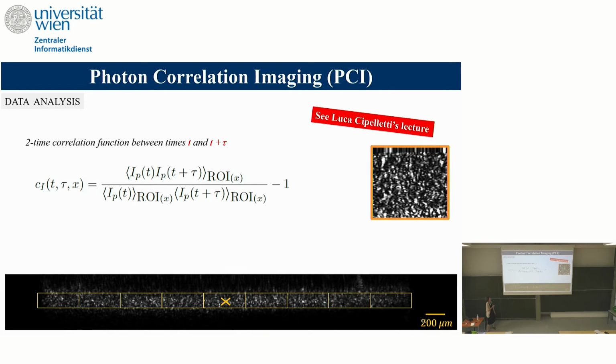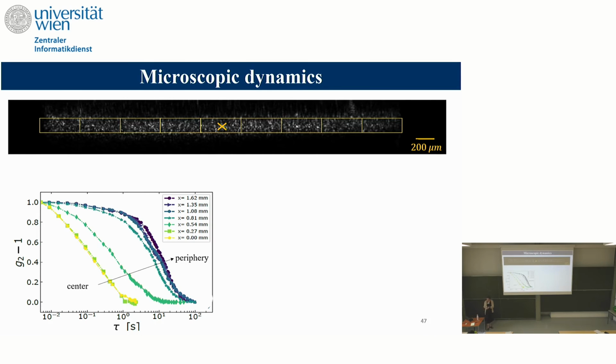Okay, and you have this two-time correlation function that depends on the real time since the beginning of the evaporation, and on the delay between the two images you compare. And with that you calculate the correlation function, the instantaneous correlation function. So at a given time, this is what you observe.